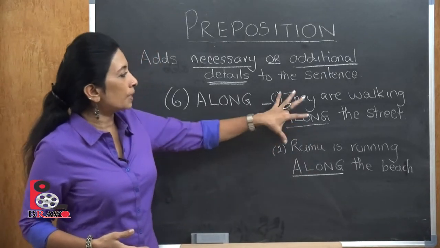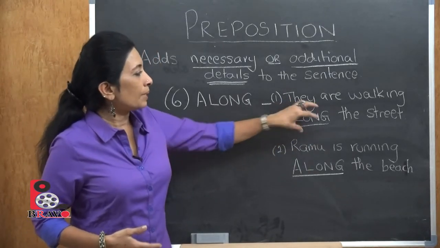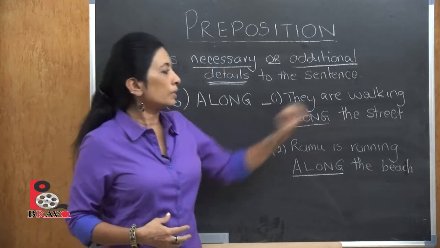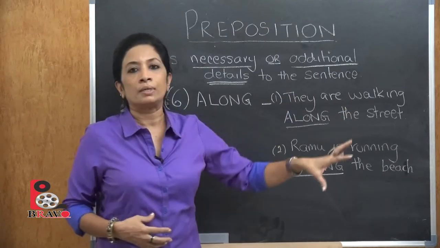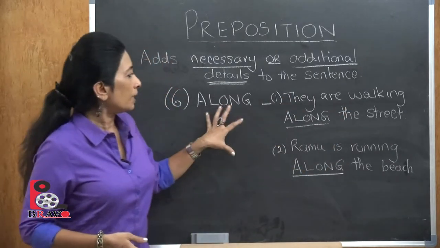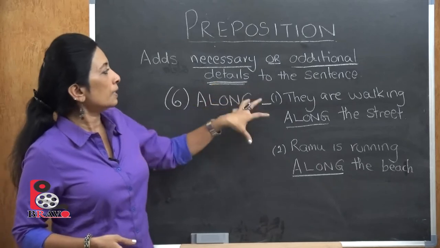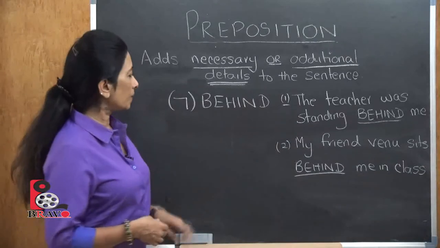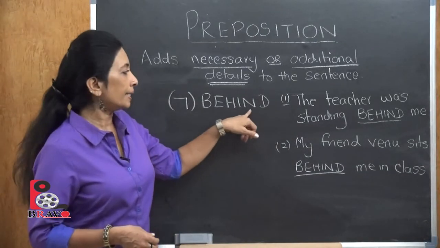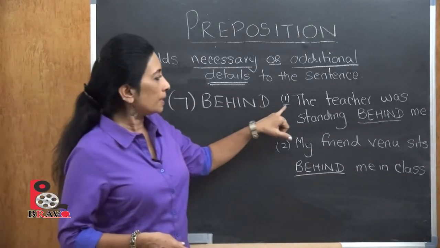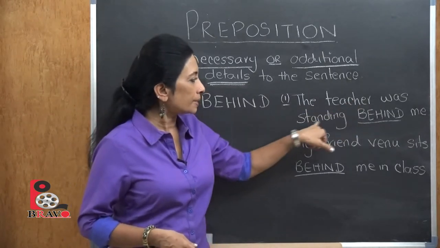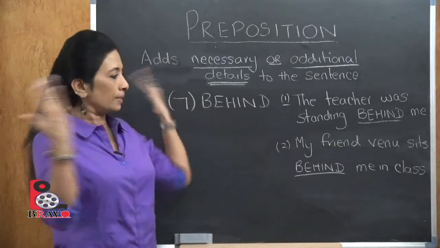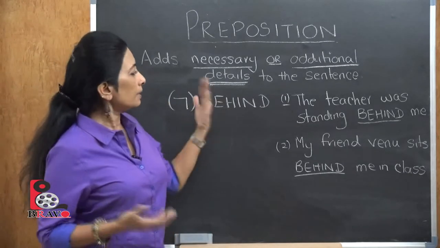So it's a conjunction word, again this used to make the meaning a little bit more specific. Instead of simple format, they are walking on the street, they are walking along the street. They are going with the flow. So that's what the meaning of along, which is an additional detail to the sentence. Seventh word of the 30 words that we have chosen here is behind. Couple of sentences. The teacher was standing behind me. It's like behind, it's in the back of me. So the meaning is, it's at the back of me.